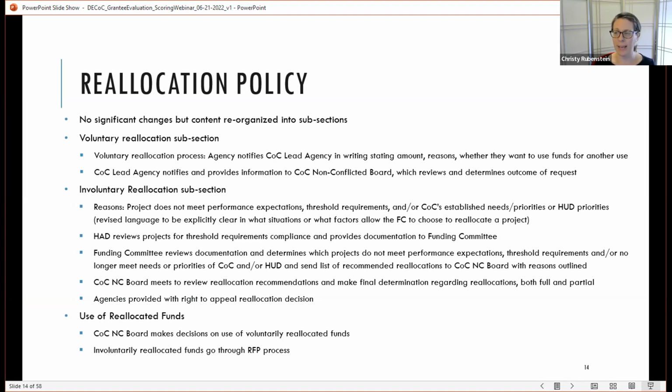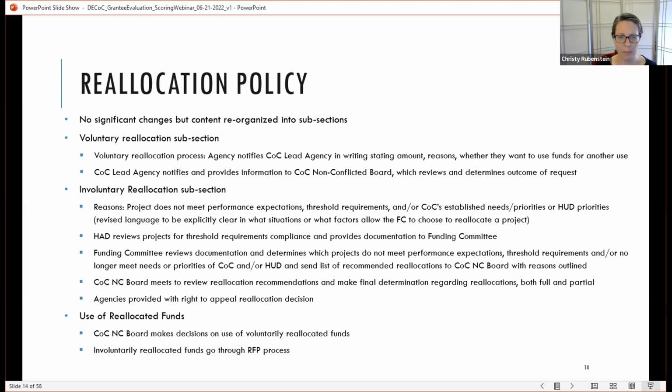That is when an agency says, I don't really think I want to do CoC funding anymore, or I don't want to do it for this project. Or maybe I never spend down this amount of my project, so I'll turn it back to the CoC because I keep getting dinged on that for scoring. So why don't I just turn in that amount? Those are all instances where an agency might come to the CoC and say, I actually want to reallocate some or all of my project funds. That agency has to notify the lead agency. The lead agency then has to notify the non-conflicted board. They are the ones that will review and determine the outcome of a voluntary reallocation request.